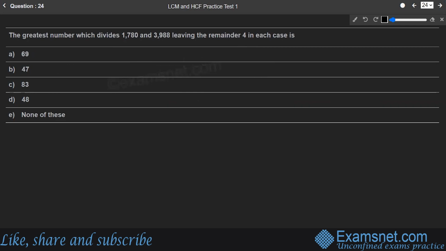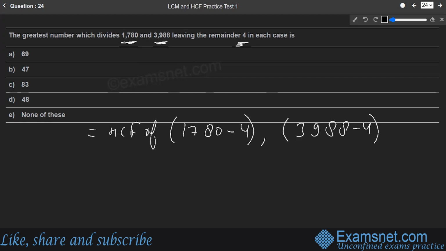Okay, the greatest number which divides 1780 and 3988, leaving remainder 4 in each case. Okay, this is the question. So in this type of question, when a remainder is being left out, we can go by the pattern that the required number is going to be the HCF of 1780 minus 4, that is first number minus 4, and another number minus 4, 3988 minus 4. Okay, because a remainder of 4 is left out every time.